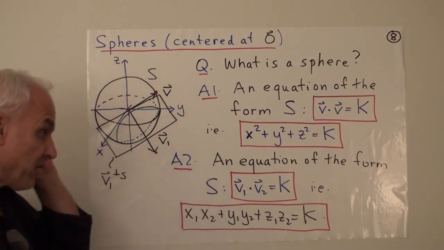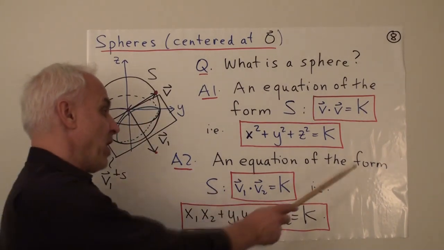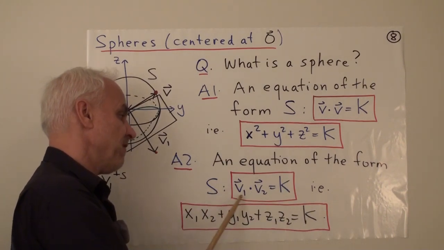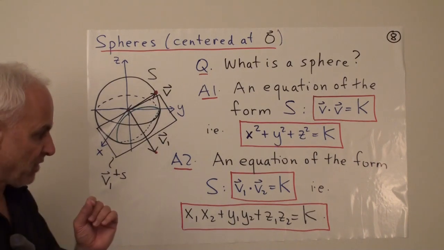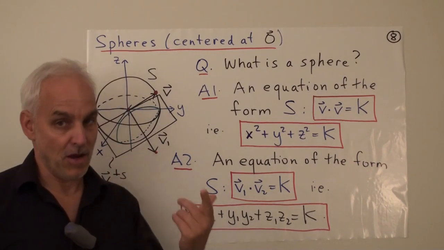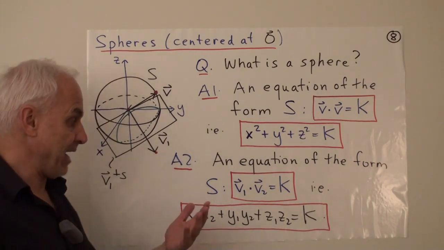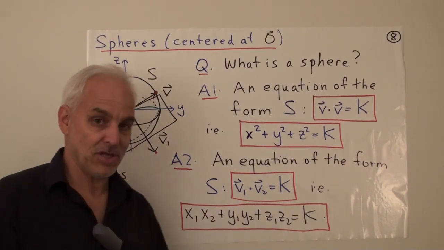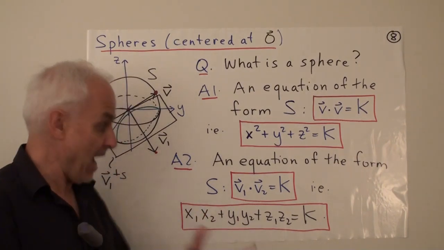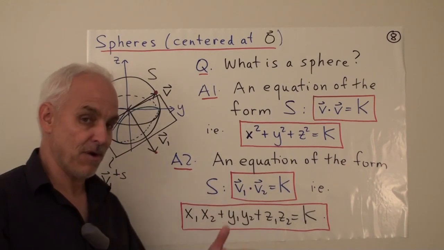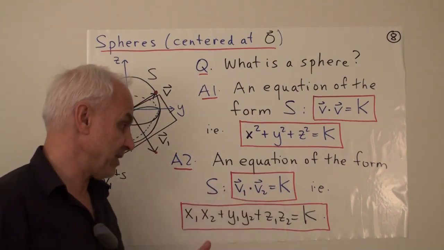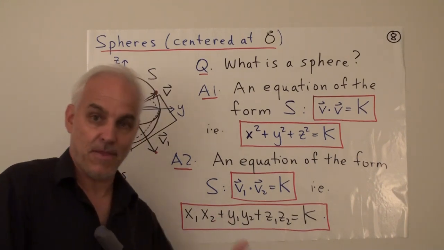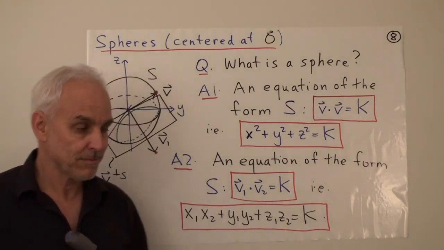All right, so what's our bilinear definition? It's that a sphere is an equation of the form v1 dot v2 equals k. It's an equation involving two vectors, not one. And in fact, it's exactly the same kind of equation as that for a circle. It's just that now the interpretation is that the vectors are three-dimensional vectors instead of two-dimensional vectors. And this dot product is the dot product in 3 dimensions rather than in 2 dimensions.